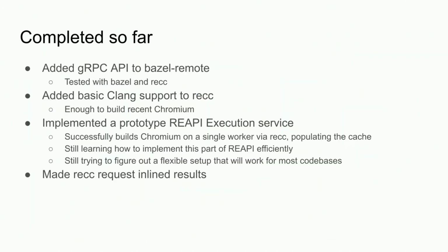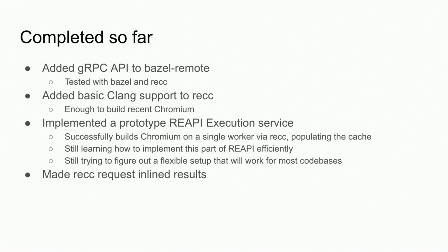So far I've made progress on the Bazel Remote Cache API, and I can build large projects using remote caching with Bazel Remote. Tested with Bazel and also with Rec. I've added basic Clang support to Rec since we need that to work to build Chromium, which is going to be my test case. I haven't tested building all of Chromium, but I can build a useful subset.